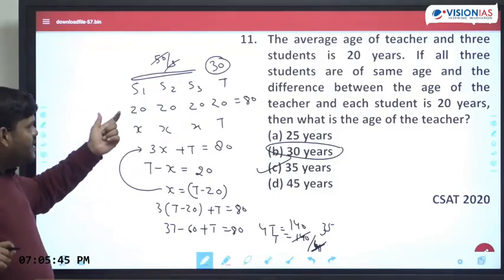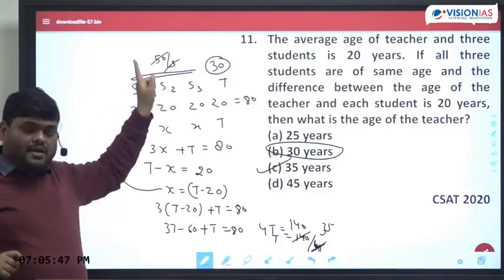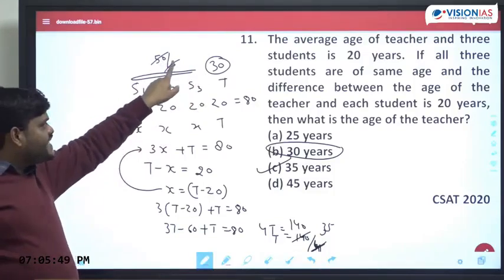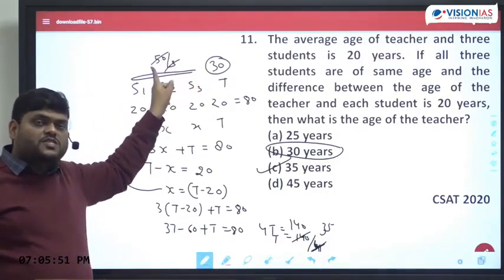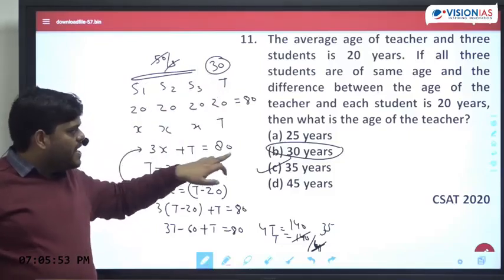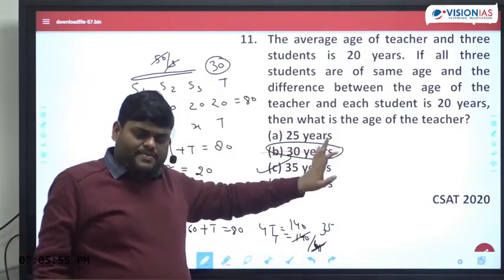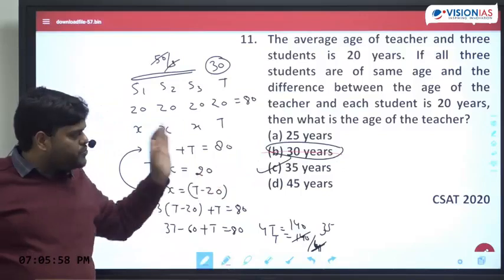And the difference should also be 20. The difference between each age and teacher age should be 20, which is not visible here. That means option number B is wrong. I'm telling how you can solve with the help of option also.